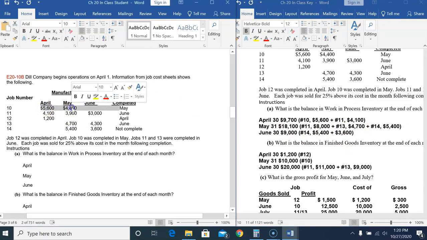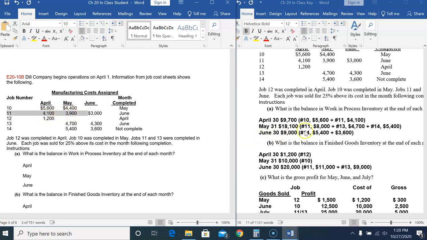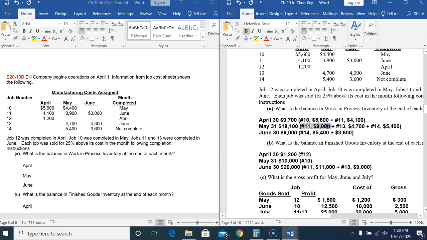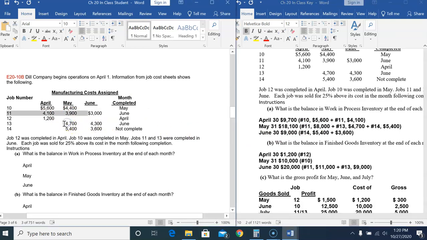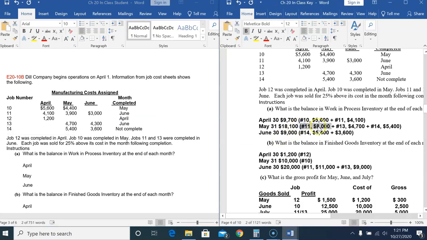Total of, let's see, the cost incurred thus far on jobs still being worked on: job 11, $8,000. Job 13, total cost incurred at the end of May of $4,700. And job 14, total cost incurred of $5,400. Total cost overall of work in process at the end of May of $18,100.